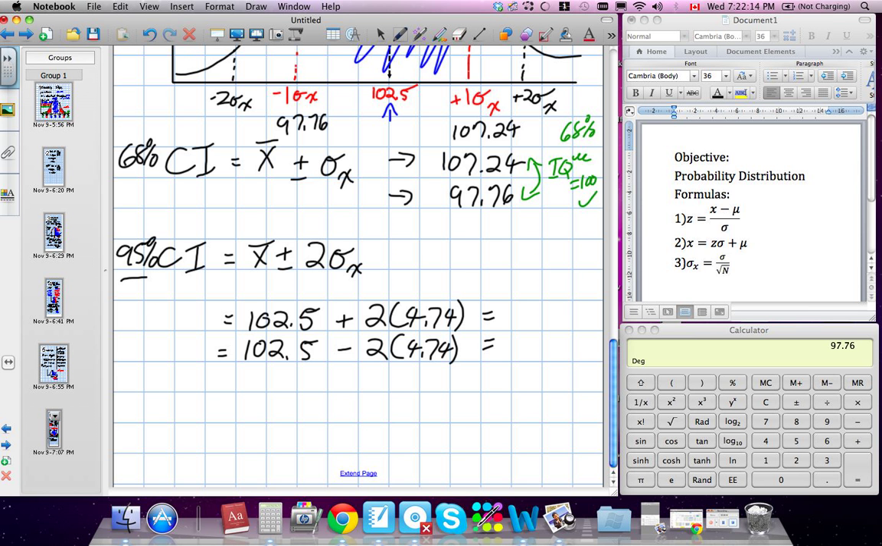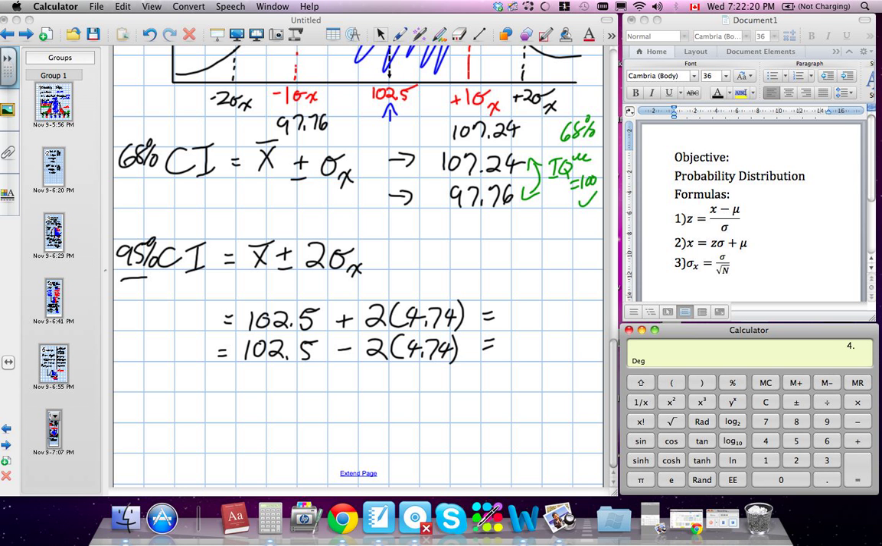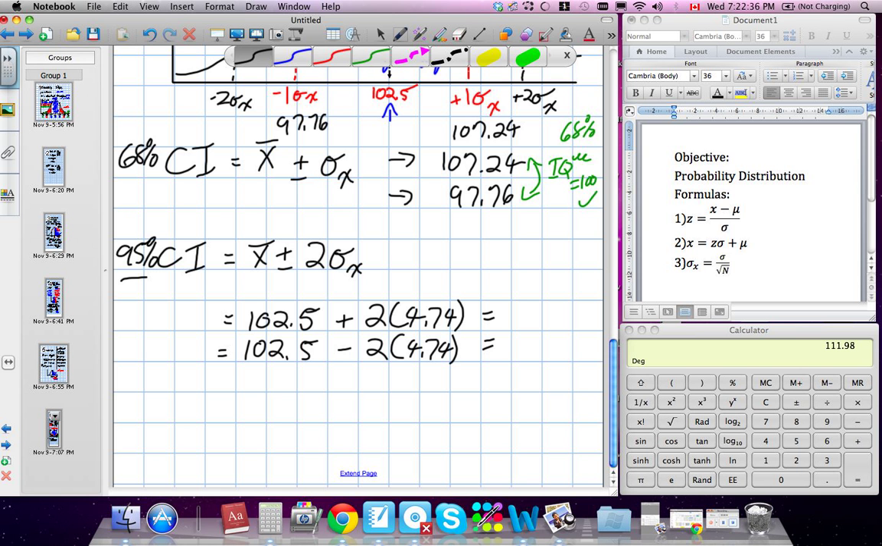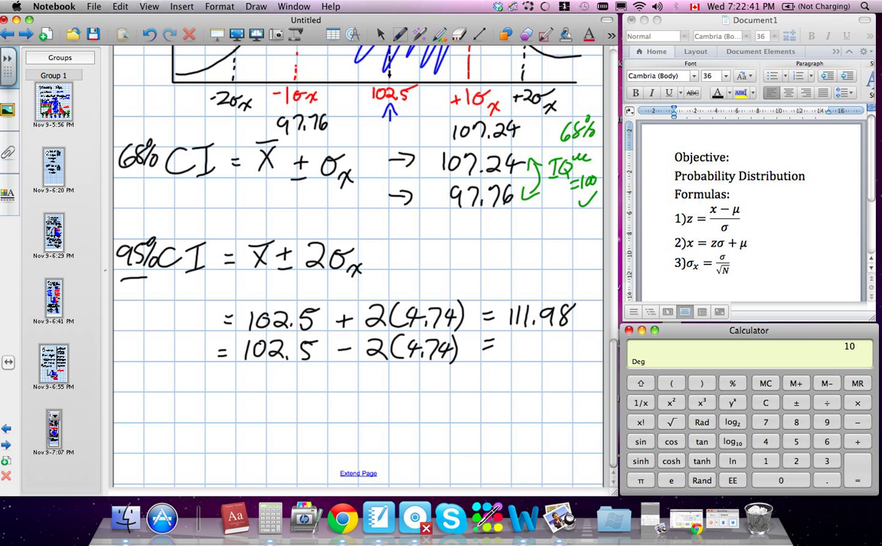We take those numbers. We take 102.5 plus 2 times 4.74, and same idea, 102.5 minus 2 times 4.74, to find a 95% confidence interval. So what's going to happen is we're going to have an even larger range.